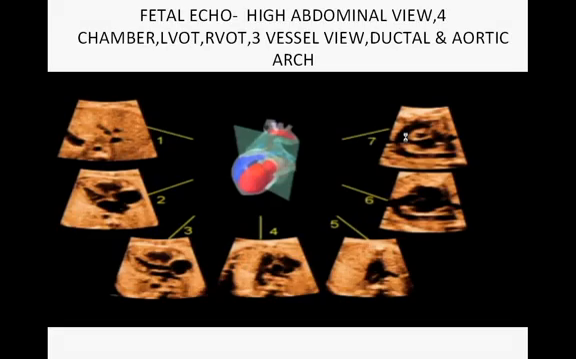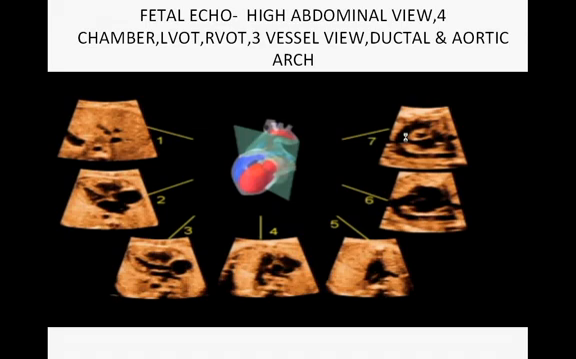Another important area that has to be evaluated is the fetal heart. A dedicated approach for the evaluation of the fetal heart is a must, because fetal heart anomalies are very common, and there are certain anomalies that, if detected early and properly, can be corrected by surgery if properly delivered in tertiary centers. So in fetal echo, we need to look for the high abdominal view, four-chamber view, the left ventricular outflow tract, right ventricular outflow tract, that is the outflow tract views, the three-vessel view, the ductal and the aortic arch.